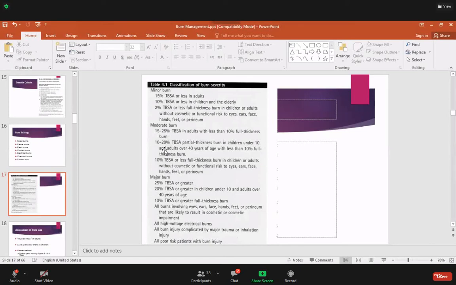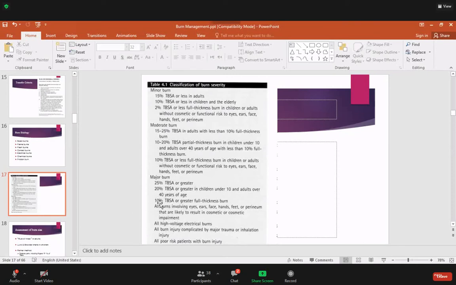10 to 20% total body surface area burn, partial thickness in children. Less than 10% we said it is minor, but 10 to 20% is considered as moderate. And 10% total body surface area or less, full thickness burn: up to 2% was in the minor, 2 to 10% is considered as the moderate burn. And what are the major burns?